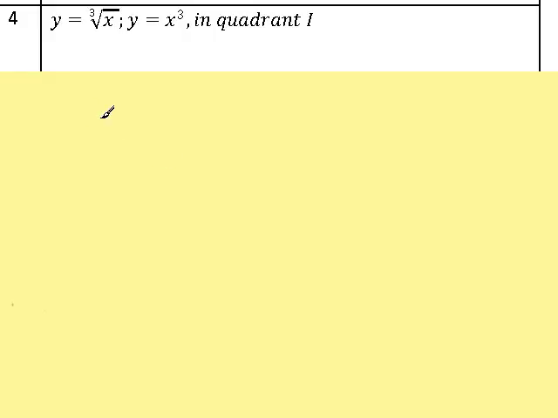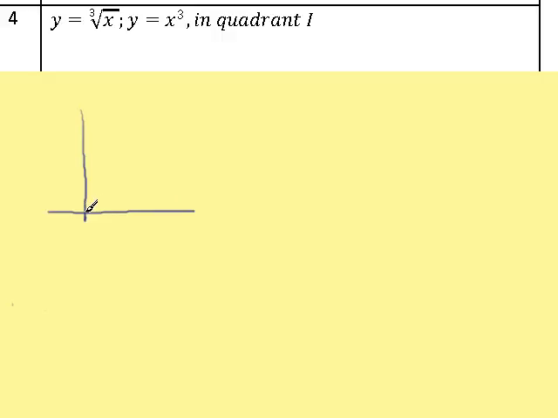And number 4, I'm going to assume that we know what the graphs of these two curves are. So then it will be easy to see what region, the area, it'll be easy to see what region we want to find the area of. So let me just do the graph. We're only interested in quadrant 1.